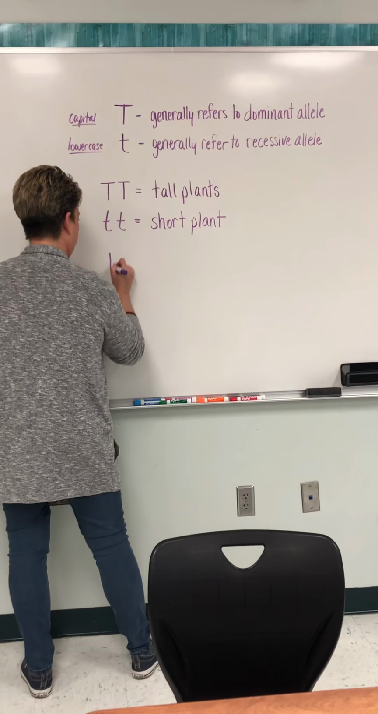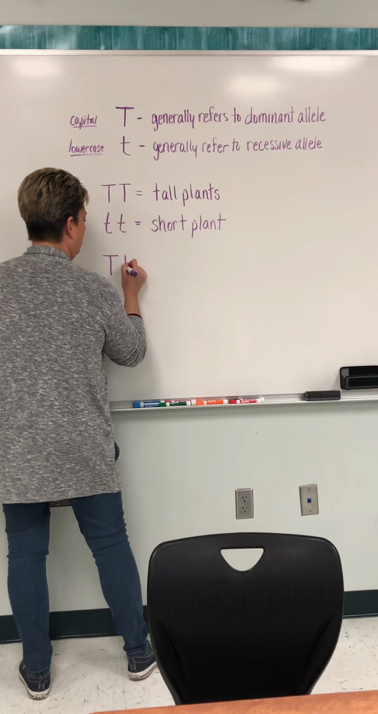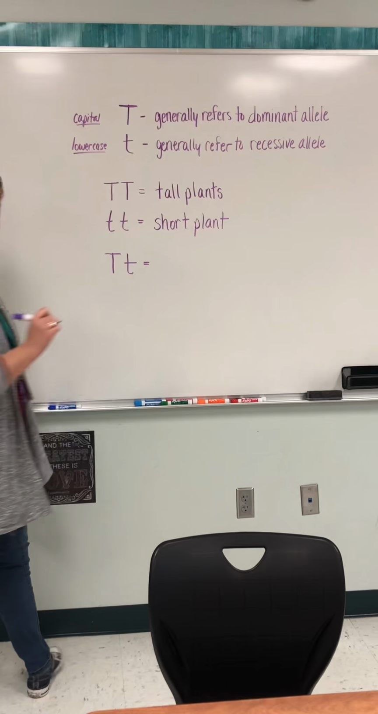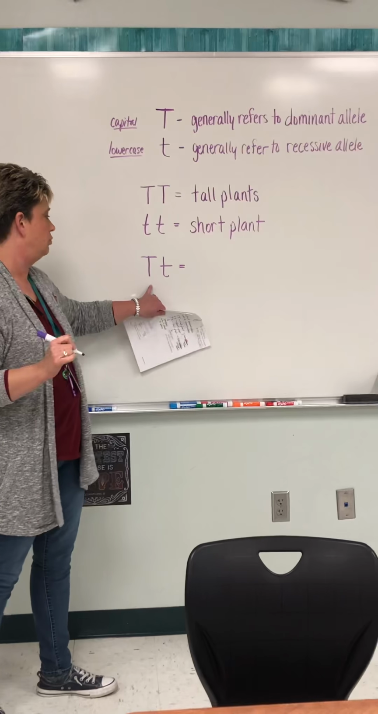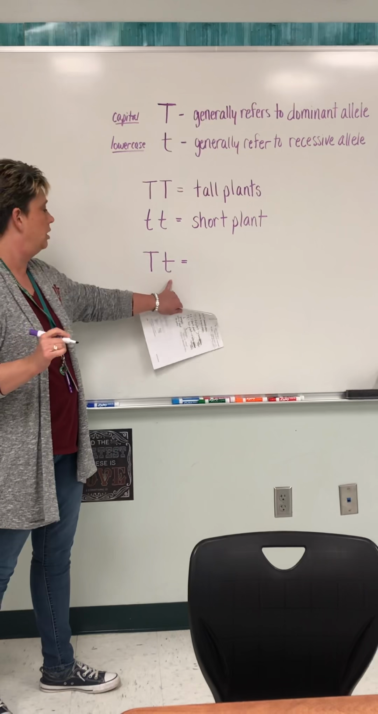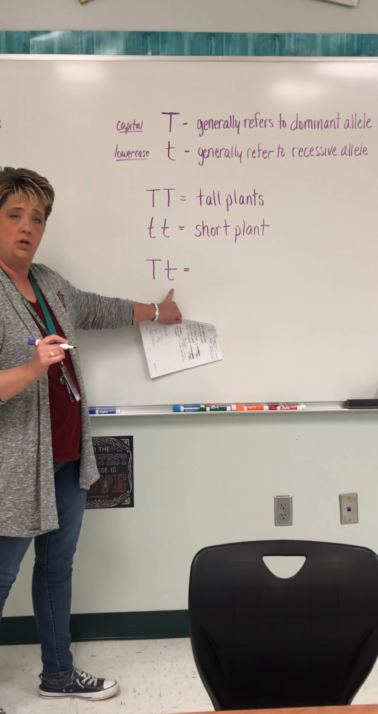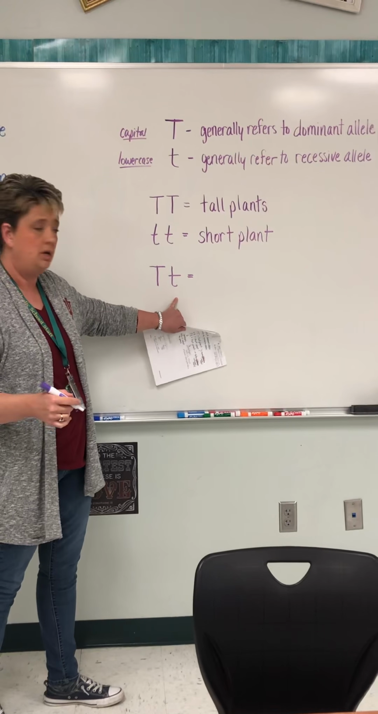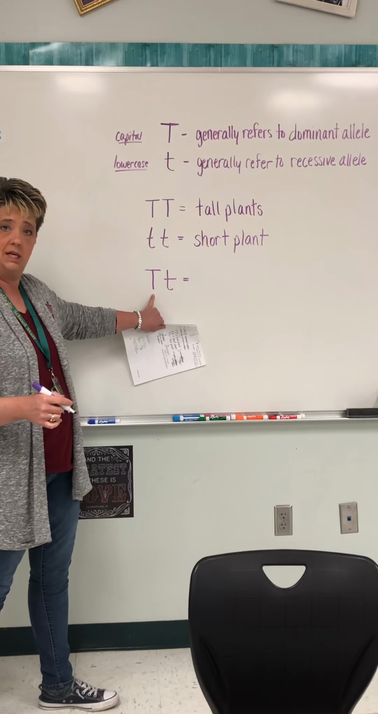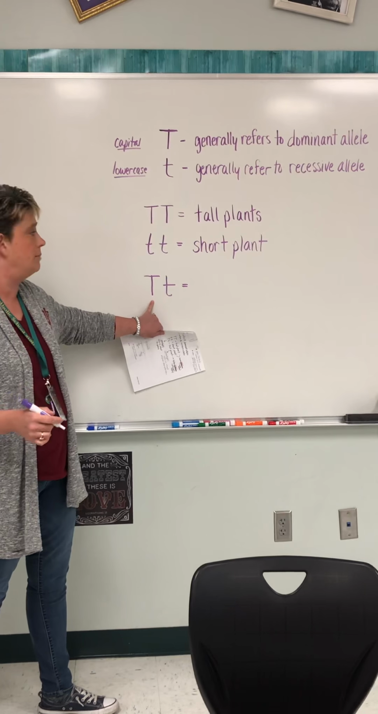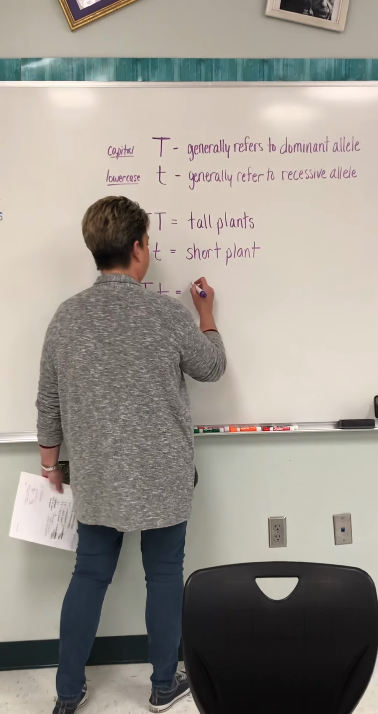However, if an organism has one of each of the alleles, one capital dominant, one lowercase recessive allele, the dominant always shows up. And so therefore the dominant characteristic, in this case tallness, would show up. So you would have tall plants again.